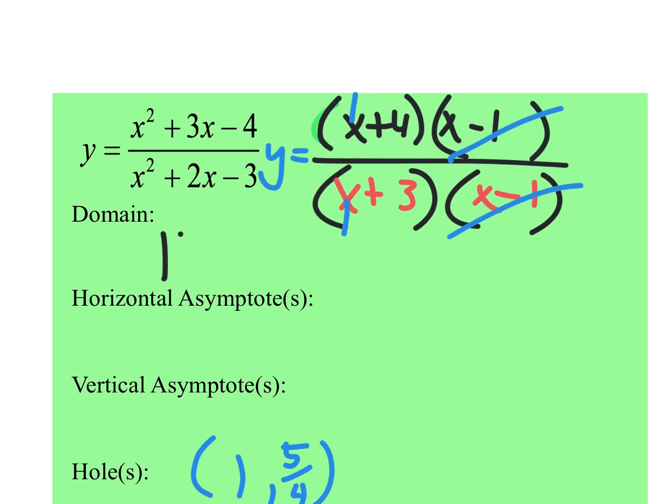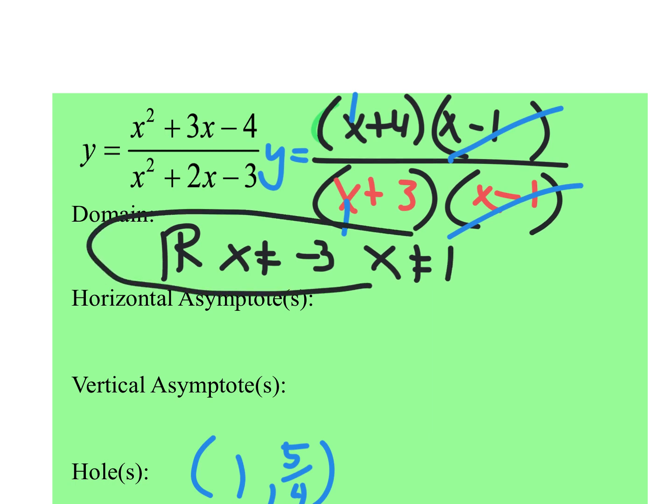I understand how people are going to forget this, but you have to say all things except. You have to say the all real numbers thing. All real numbers, except it can't be fed. You cannot give it a -3. And let me ask you this. Can you give it a 1? No, because there's a hole there. It doesn't have an answer at 1. You also cannot feed it 1. I know some of you would have been not sure about the 1. A hole means the function doesn't exist there.